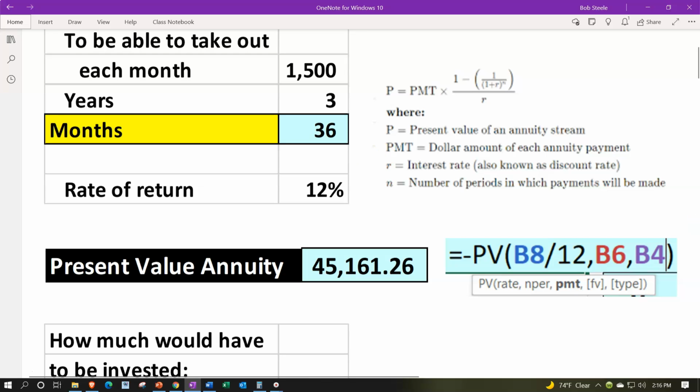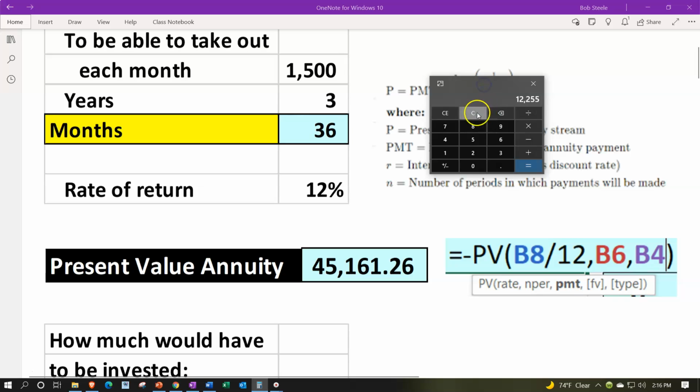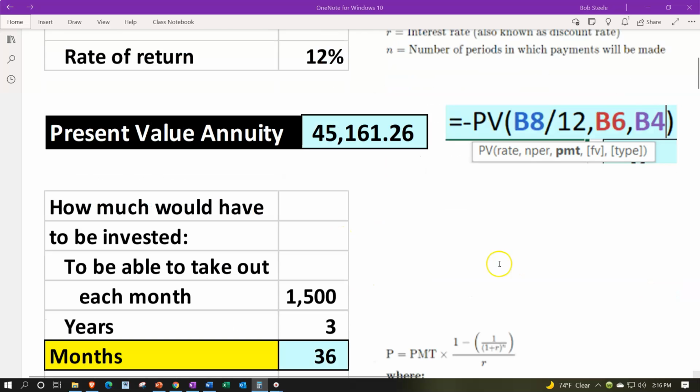And note, obviously, if you were to take out that much money, 1,500 times 36, it would be 54,000. But we're saying we're only needing the 45,161 because we're going to be earning a return on the amount that's still in the investment.